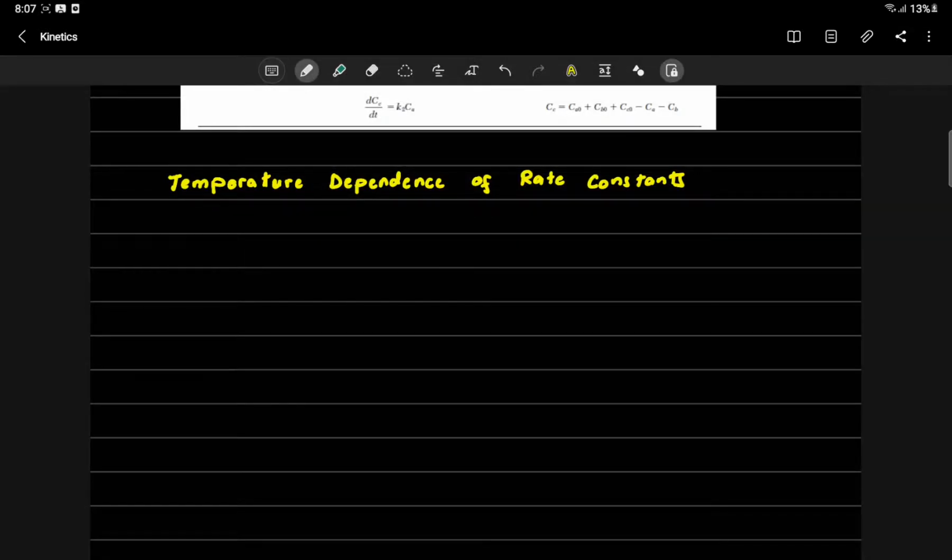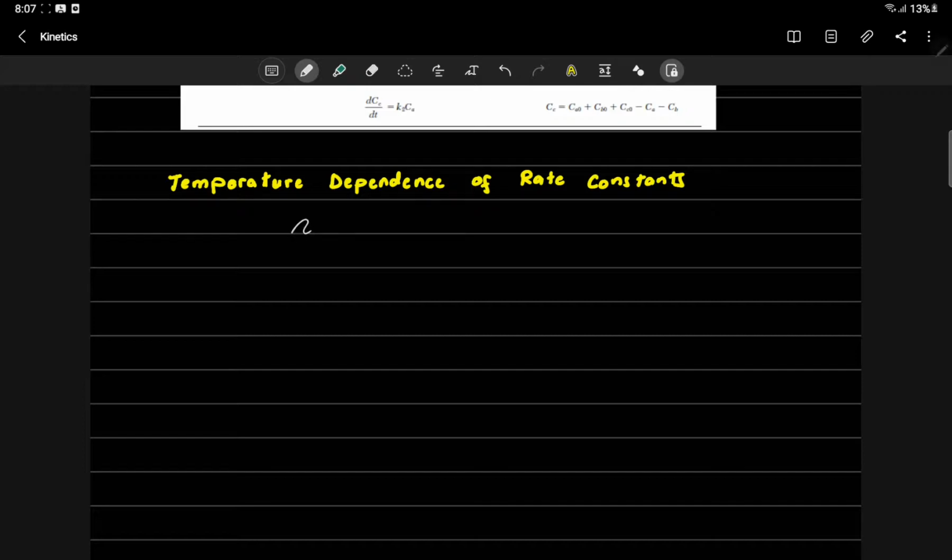So the next thing that I'd like to discuss is temperature dependence of rate constants. Ibig sabihin, yung rate constants daw ay nagbabago depende sa temperature. So what is the relationship between the rate constant K and temperature? So that dependence is actually given by this expression.